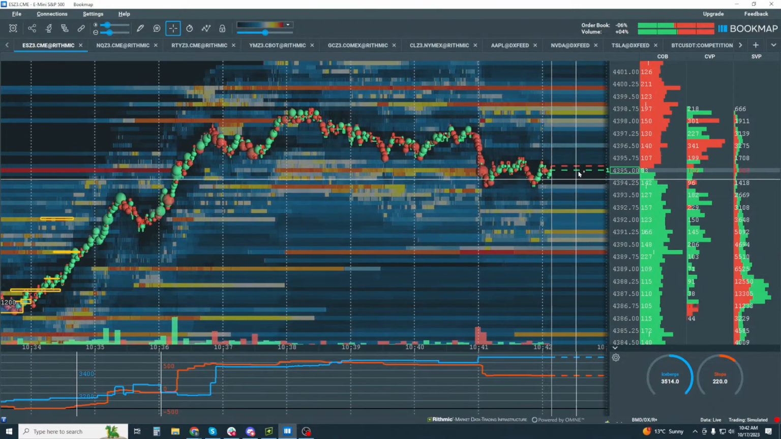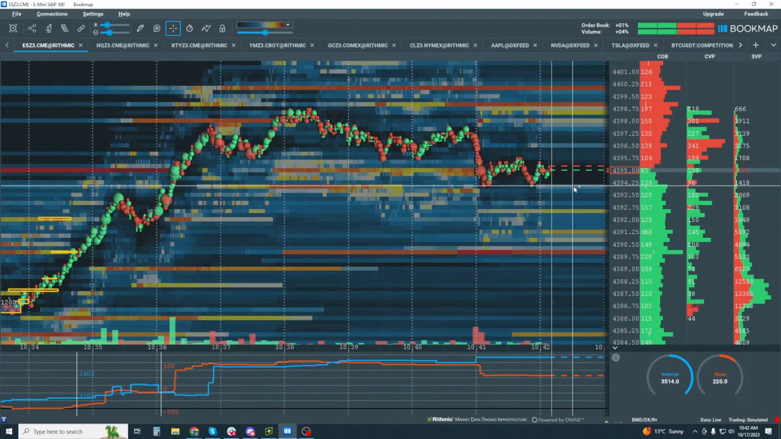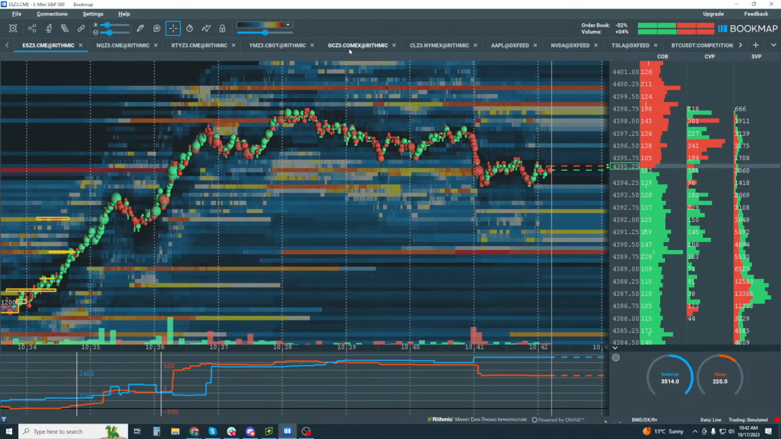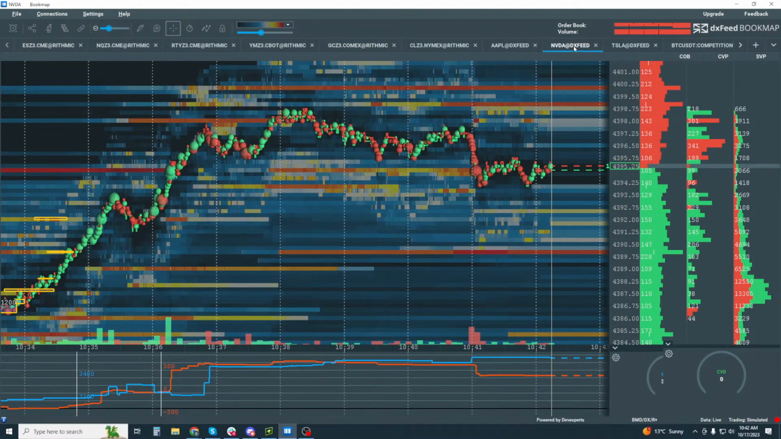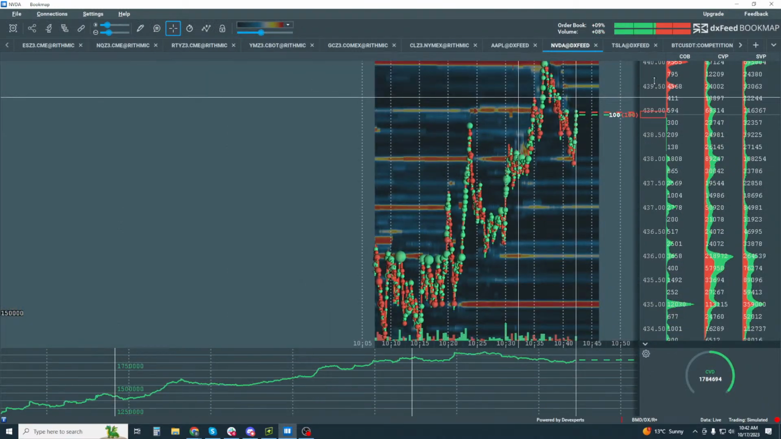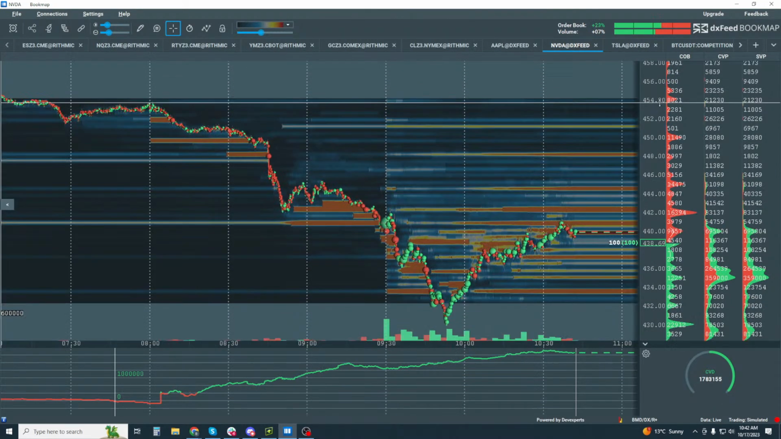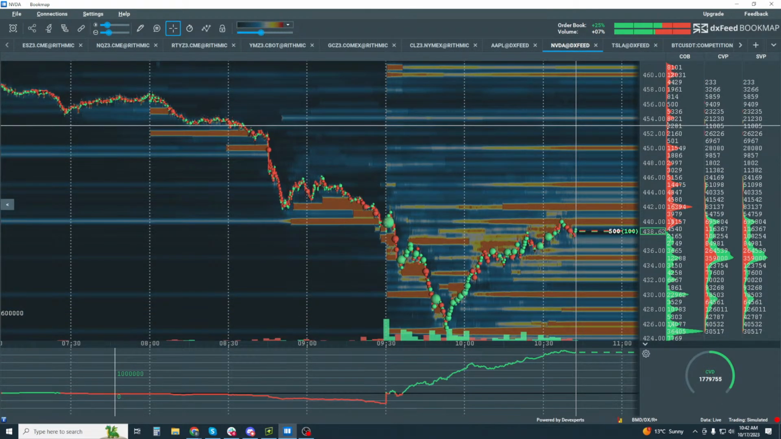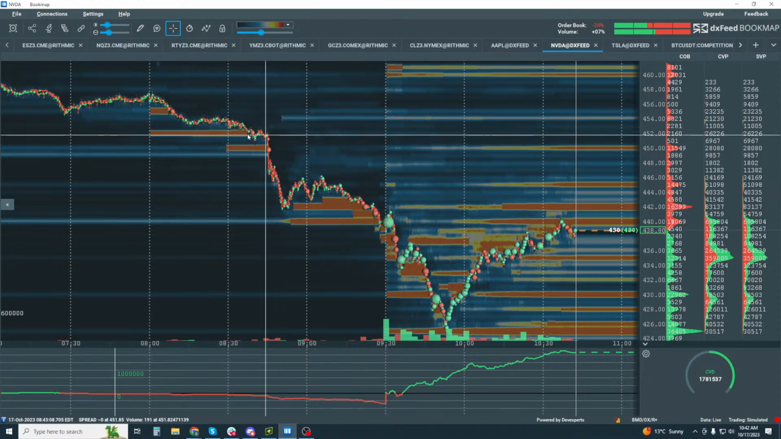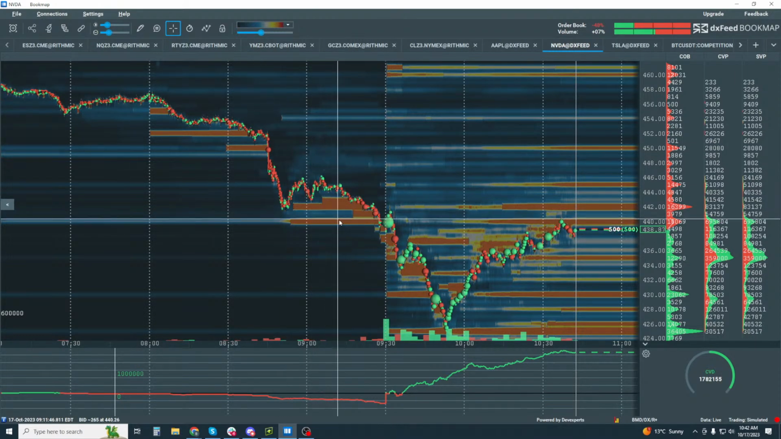Anyway, kind of looking for a little more back and forth in here before the next move to unfold. So let's take a look at Nvidia here since we have it up. All right. So Nvidia sold off pretty hard here, it looks like. Quite hard. High liquidity all the way down in pre-market.